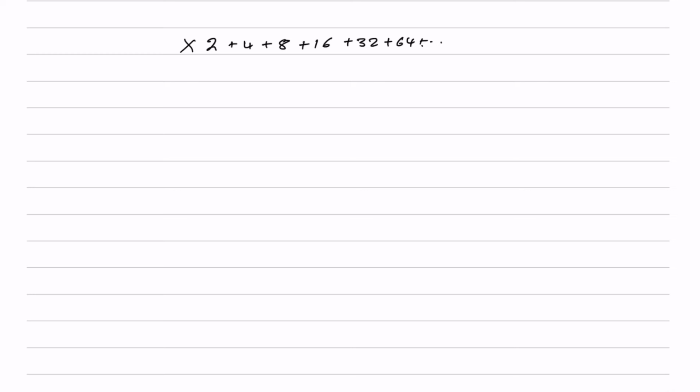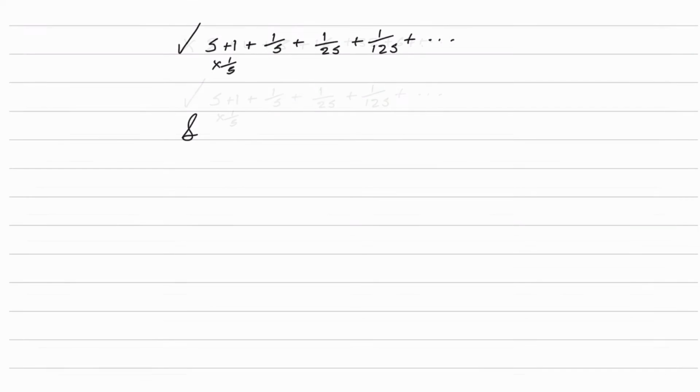On the other hand, if we had a series that went 5, 1, 1 over 5, 1 over 25, 1 over 125, and so on, each time multiplying by a ratio of 1 over 5, we could then evaluate the sum of those numbers. But how would we go about evaluating this sum?